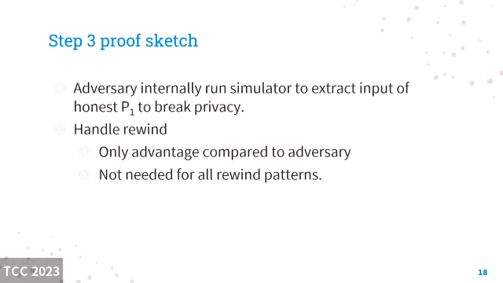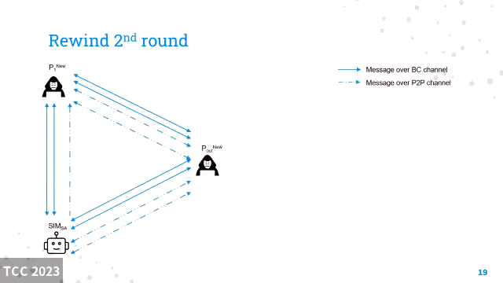However, here we need to carefully handle the rewind mechanism. Note that in the plain model, the only advantage the simulator has is that he can rewind parties, but the adversary cannot. So what we want to prove here is that even if the simulator does not rewind, he still has enough information to extract input from party one. And we need to prove it for all possible rewinding patterns. Then I will use one specific pattern as an example. So let's consider that the simulator wants to rewind the second round.